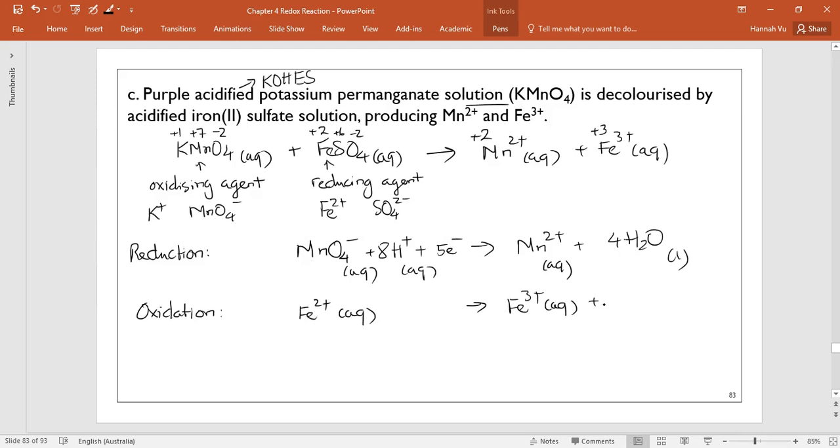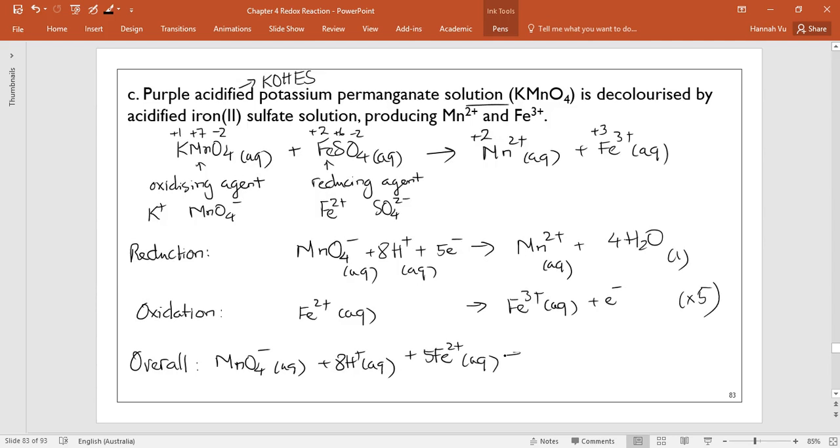So we're going to add 1 electron to balance it. Before I add them together, I do need to multiply the oxidation by 5 so that the number of electrons is the same. And the overall is going to be MnO4- plus 8 H+ and 5 Fe2+ going to Mn2+, 4 H2O and 5 Fe3+.